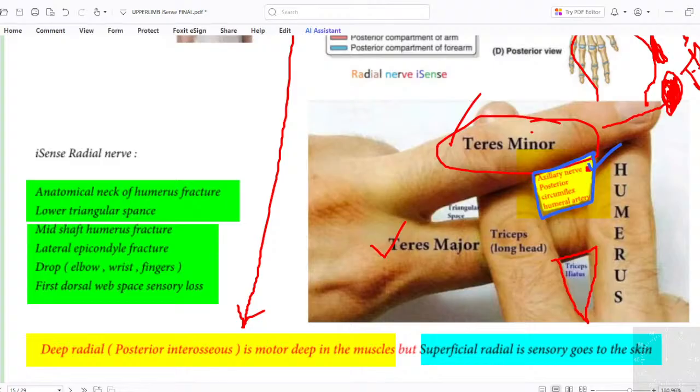Posterior cord. Very good. And the posterior circumflex humeral artery, it is coming from where? Posterior circumflex humeral artery comes from the axillary artery, the third part. Very good. Third part of the axillary artery. So from the quadrangular space, we have the axillary nerve and posterior circumflex humeral artery.